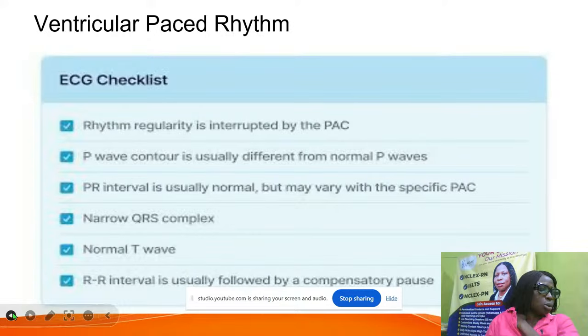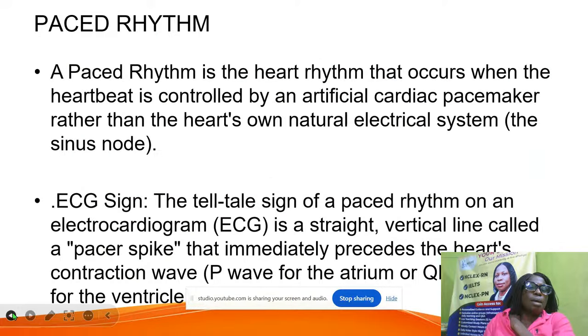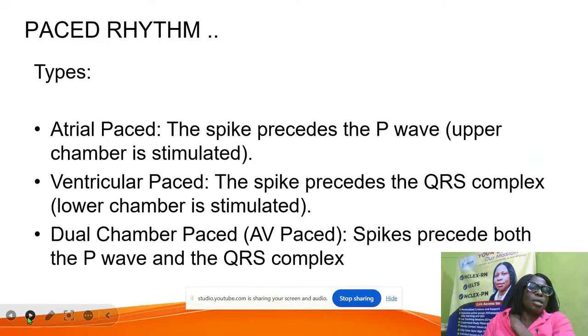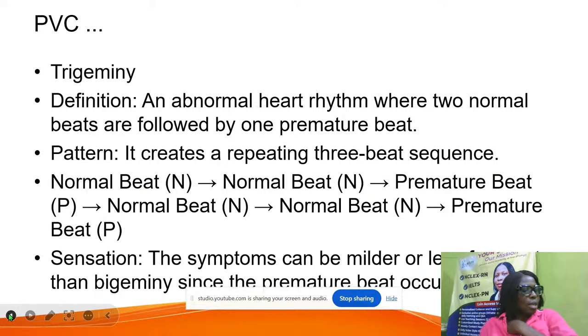So let me ask us a question. The paced rhythm, is it going to be regular or irregular? Not paced, PVC, sorry. In PVC, premature beats. In premature beats, do you expect the ECG to be regular or irregular? Premature beats. Is the ECG expected to be regular or irregular?